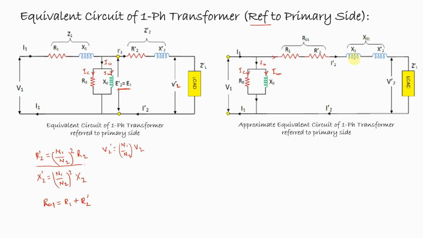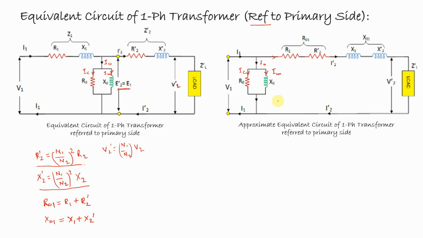Similarly, two reactances, that means the reactance of the primary winding and the reactance of the secondary winding referred to primary, are joined together, and here we will get X01, that is the equivalent reactance of the transformer referred to primary. So it will be equal to X1 plus X2 dash, where X2 dash is represented here. So in this case, if we want to find the losses or any other parameter, we can easily calculate, because here the total transformer circuit is converted to a single circuit, approximate equivalent circuit.